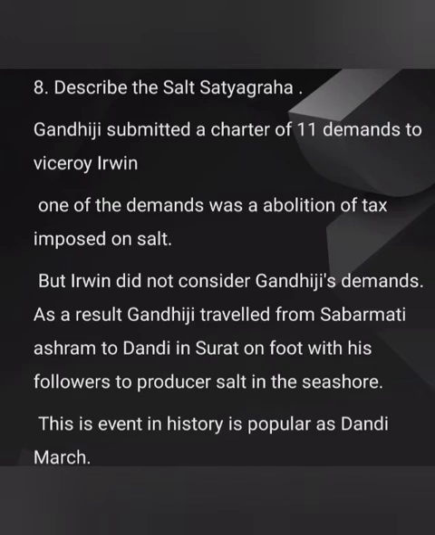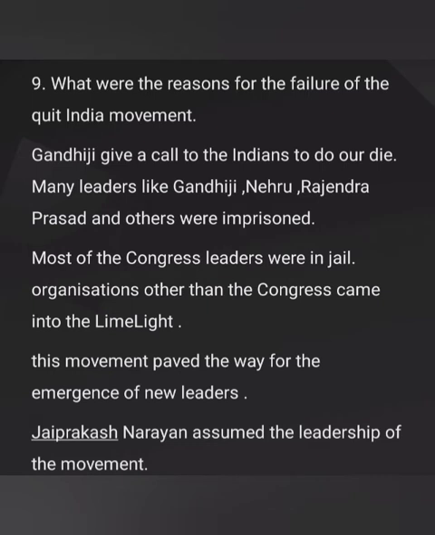Next question is what were the reasons for the failure of the Quit India movement? Gandhiji gave a call to the Indians to do or die. Many leaders like Gandhiji, Nehru, Rajendra Prasad and others were imprisoned. Most of the Congress leaders were in jail. Organizations other than the Congress came into the limelight. This movement paved the way for the emergence of new leaders. Jayaprakash Narayan assumed the leadership of this movement.